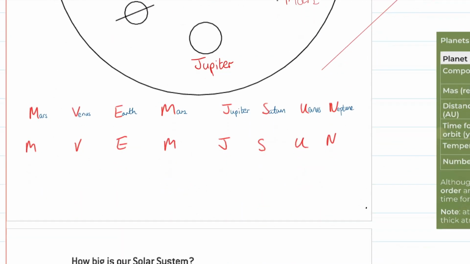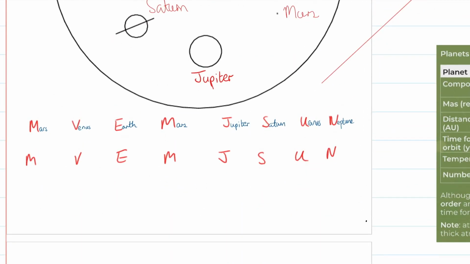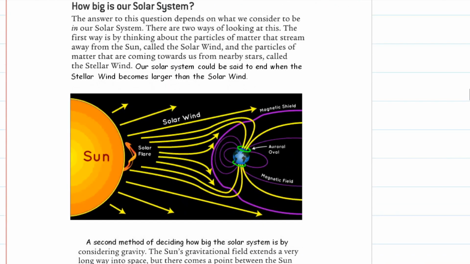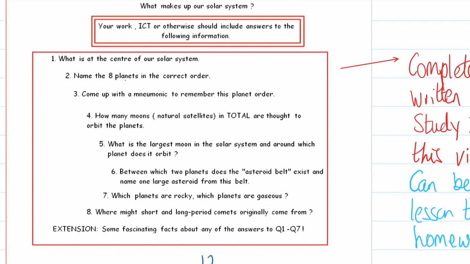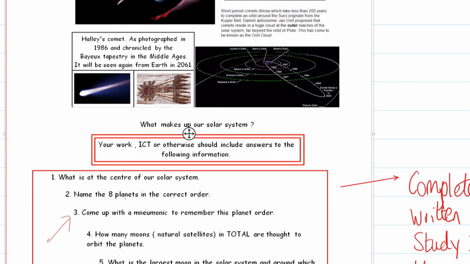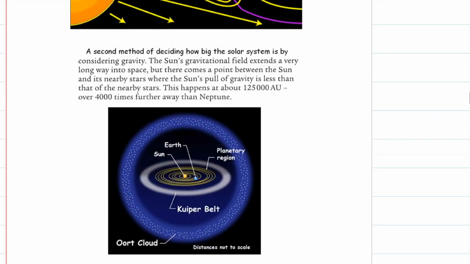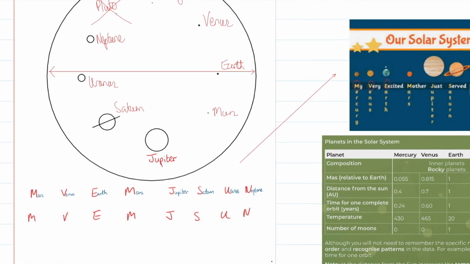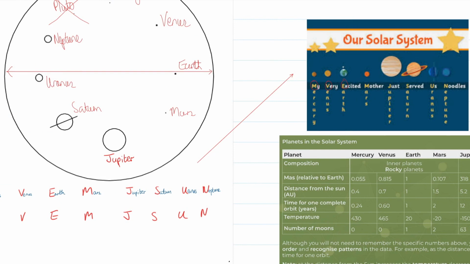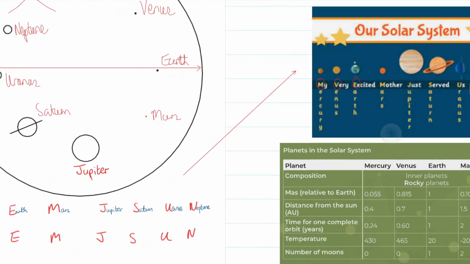You can do so now, or you can do it later, because one of the questions you've got later, where's it gone? Here, come up with a mnemonic to remember this planet order. So you'll be doing it there, but if you want to pause and do your own now and use it for later, that's fine. Or if you don't want to come up with your own, just use this one.